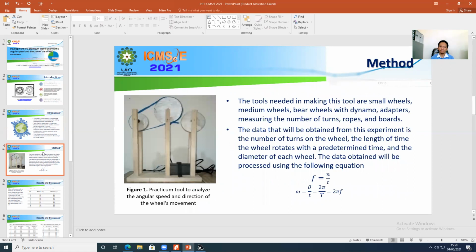The method part. The tools needed in making this tool are small wheels, medium wheels, big wheels with a dynamo, adapter, a tool for measuring the number of turns, rope, and board. The data that will be obtained from the experiments are the number of turns of the wheel, the length of time the wheel rotates with a predetermined time, and the diameter of each wheel. The data obtained will be processed first using the following equation.